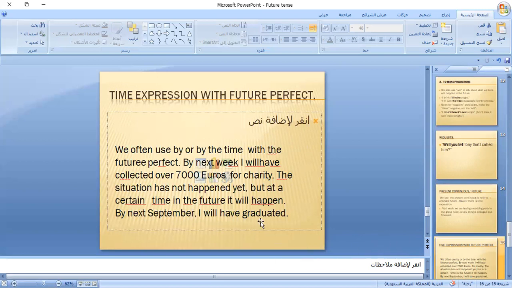Be going to. Be going to is used to refer to the future. Okay? It refers to a planned future. For example, I'm saving money. I am going to buy a car. I'm studying hard. I am going to join university.